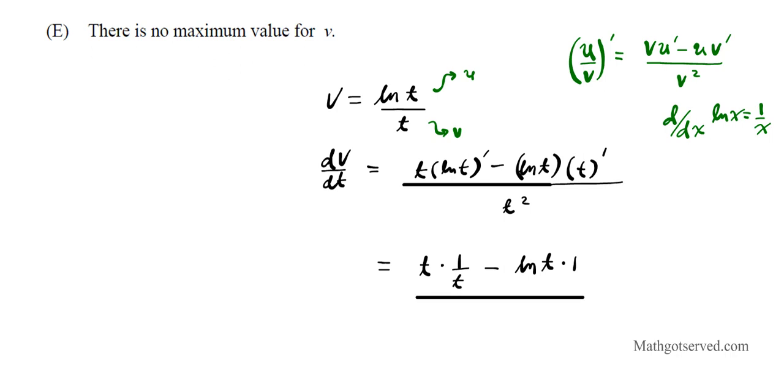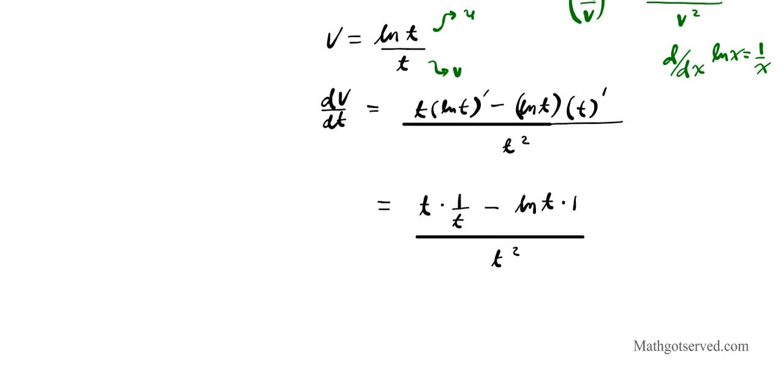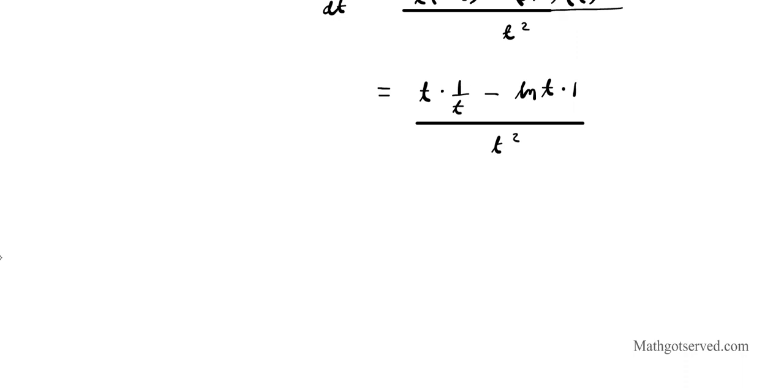Okay? All right, now let's simplify that. So we're going to have, what are we going to have? The t's divide out. Let's divide out. And we're going to have 1 minus the natural logarithm of t over t squared. Okay? All right, so we're looking for the critical values.